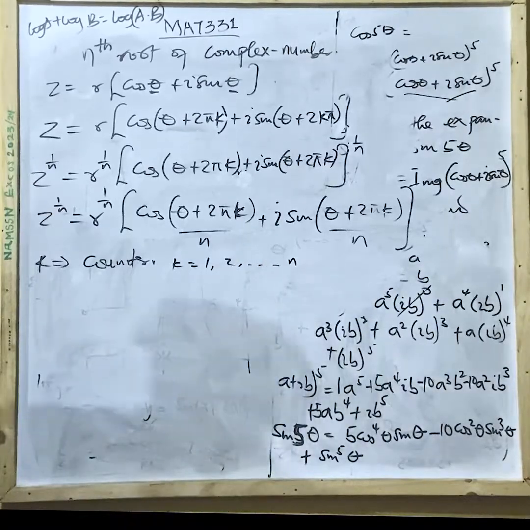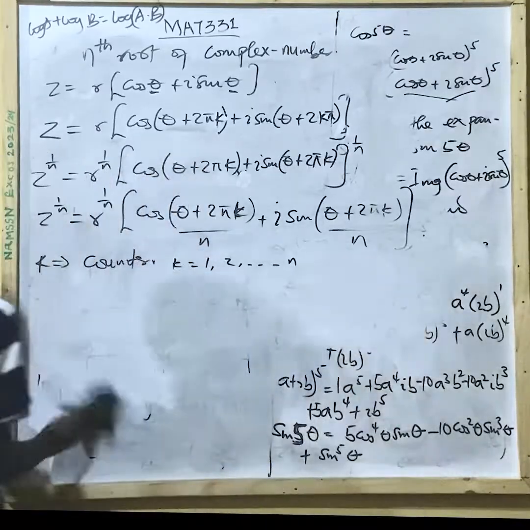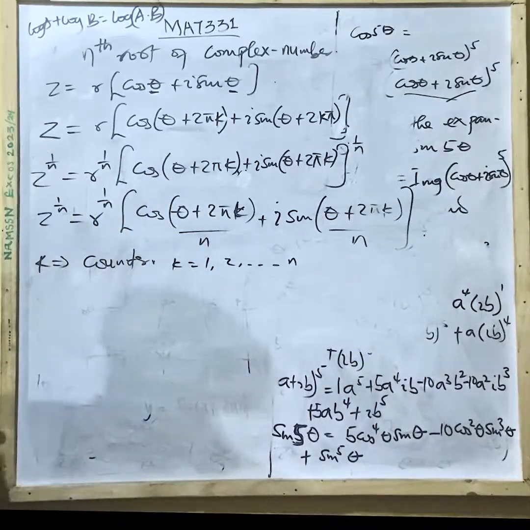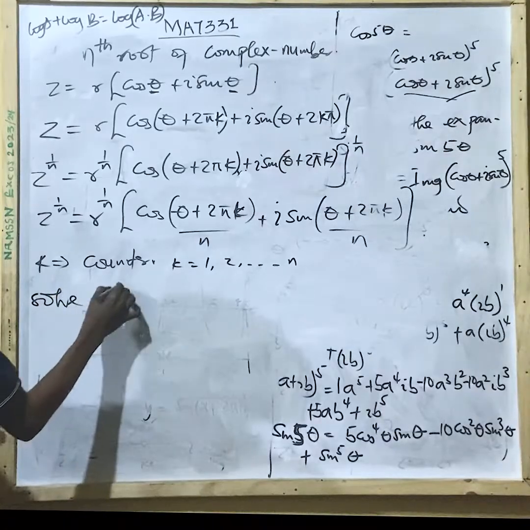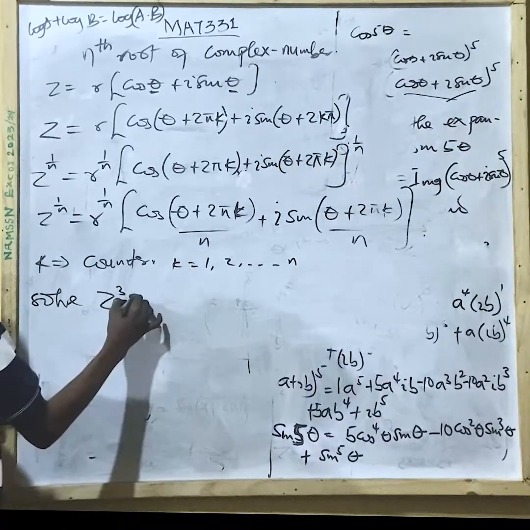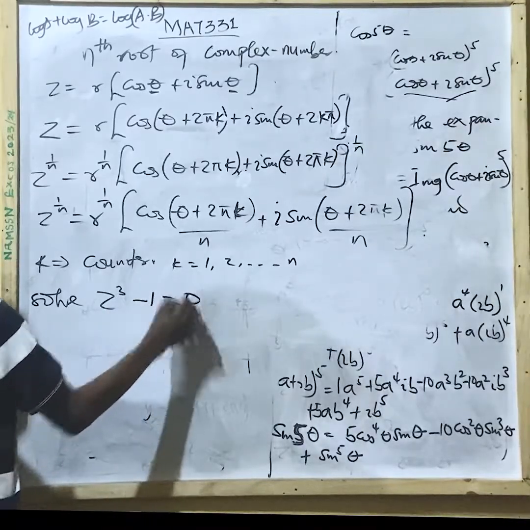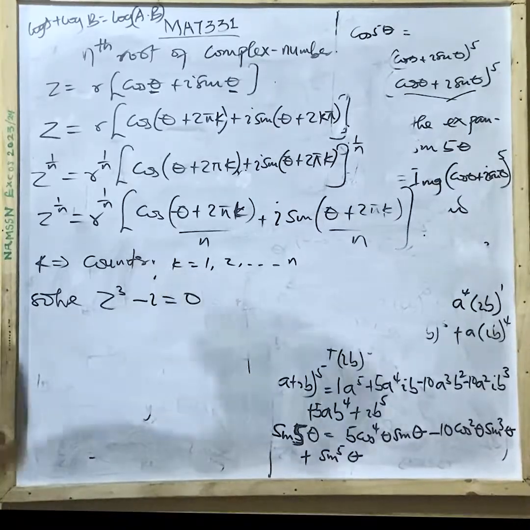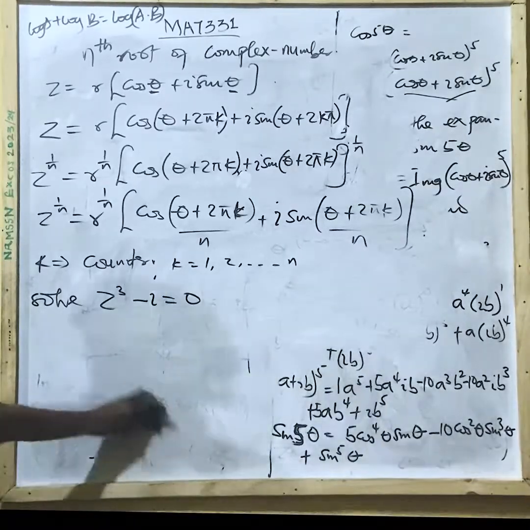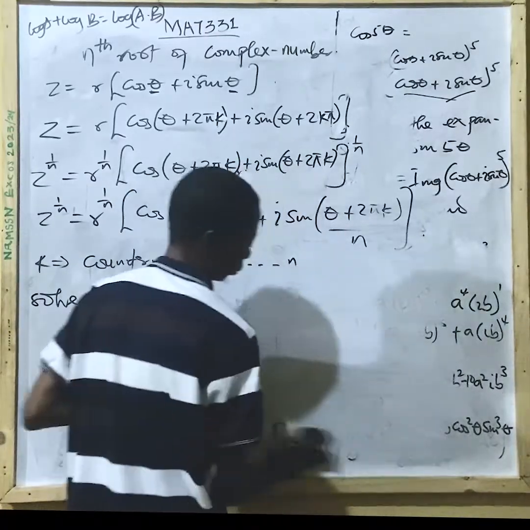Now let's apply what we know to solve a problem. For example, let's solve z raised to 3 minus 1 equals 0. Okay, let's say we have minus i instead. Let's use z raised to 3 minus i equals 0.